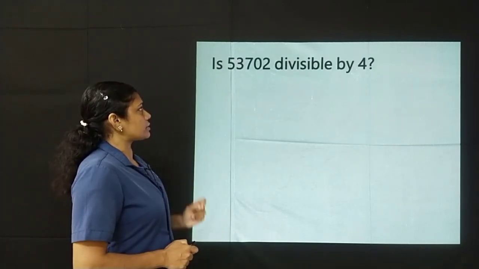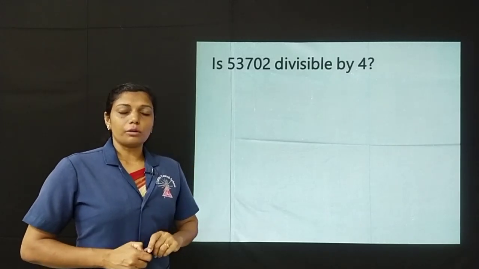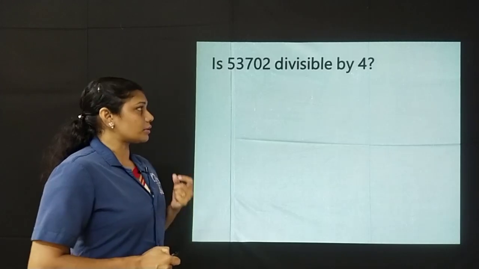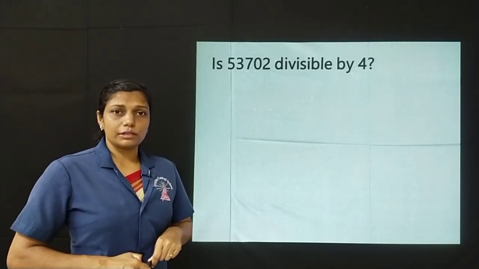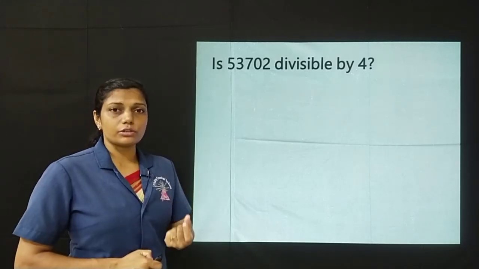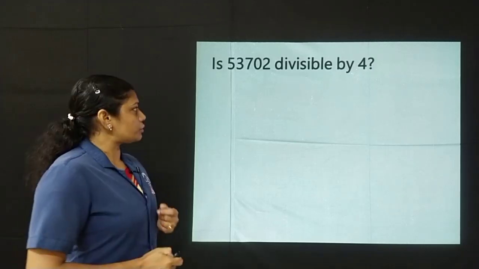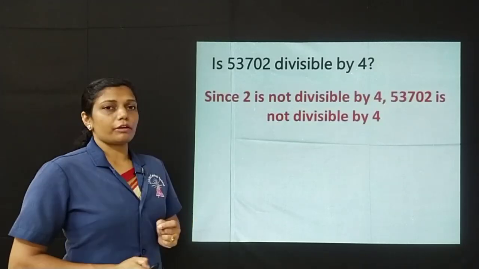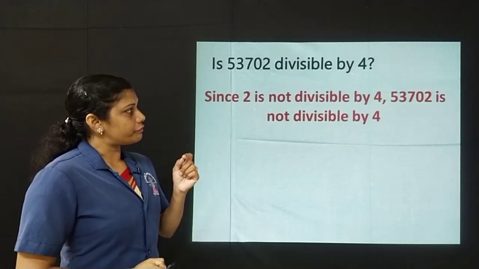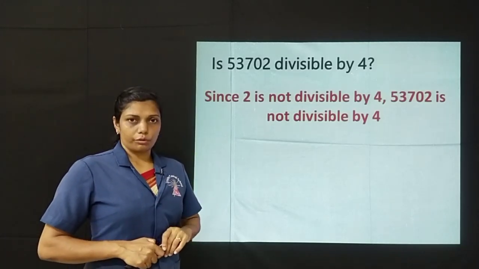Is 53,702 divisible by 4? How do you know that? The last 2 digits of the number should be divisible by 4. And which are the last 2 digits? That is 0 and 2, or in other words it is 2. 2 is not divisible by 4. Therefore, 53,702 is also not divisible by 4.